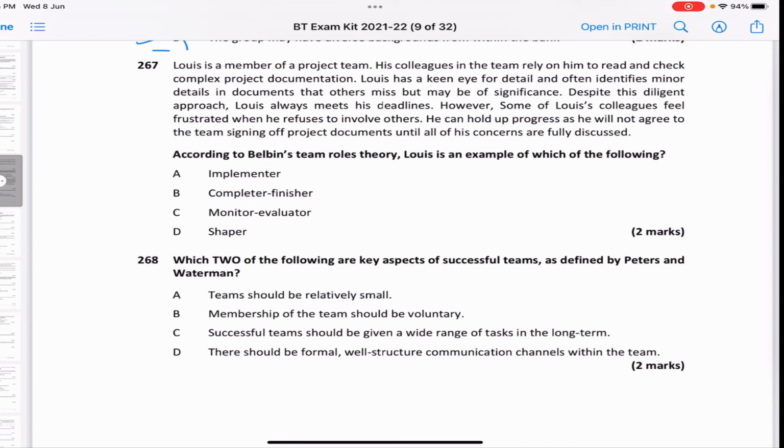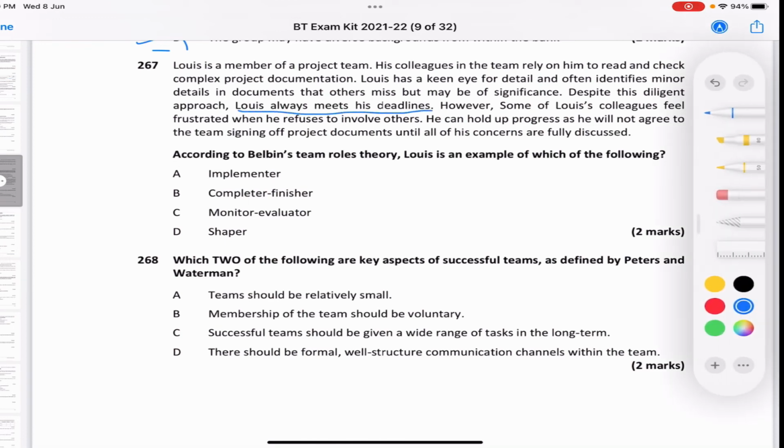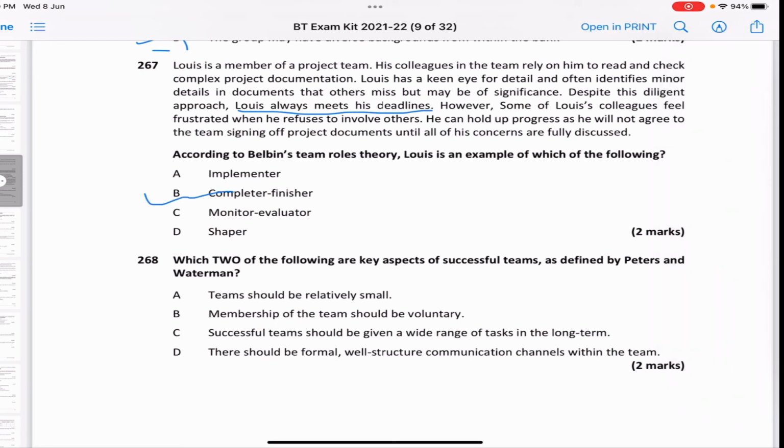Okay. Louis is a member of a project team. His colleagues in the team rely on him to read and check the complex project documentation. Louis has a keen eye for detail and often identifies minor details in the documents. Despite this diligent approach, Louis always meets his deadlines. However, some colleagues feel frustrated when he refuses to involve others. He can hold up progress as he will not agree until the concerns are fully discussed. So, what do you think that Louis is? Louis always meets his deadlines, which means he is a completer finisher.